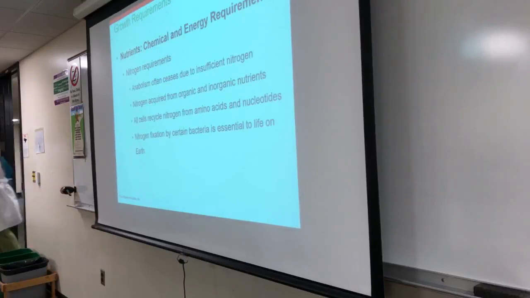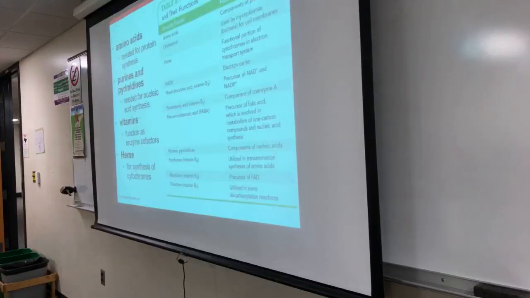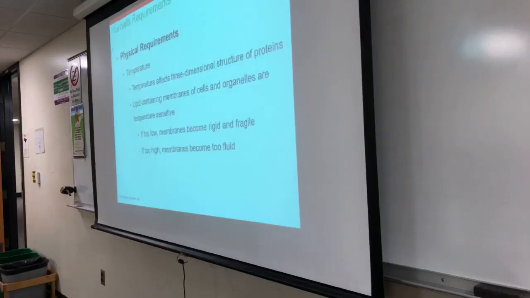We talked about nitrogen. You remember, you could get nitrogen from nitrite, nitrate, you could get nitrogen from the air, that's called nitrogen fixation. Creatures need a source of phosphorus and sulfur. And of course, the different vitamins and such.